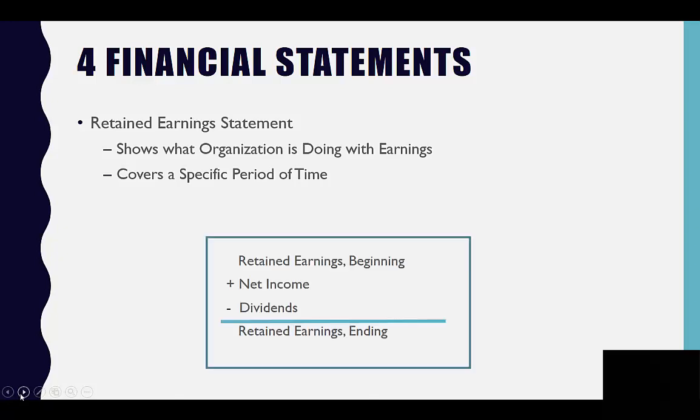The skeleton form of a retained earnings statement looks like this. Retained earnings beginning plus net income minus dividends equals retained earnings ending. If it's a brand new business, the retained earnings at the beginning of the period will be 0 because there will not have been any retained earnings yet.